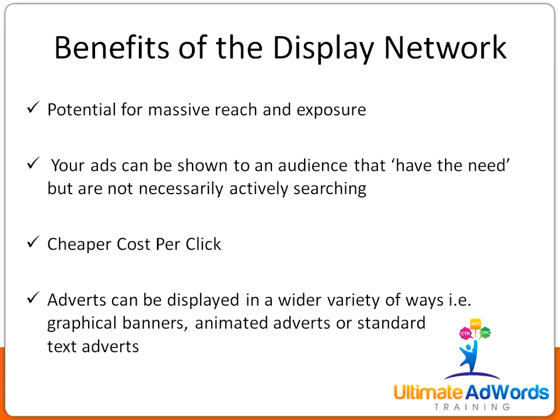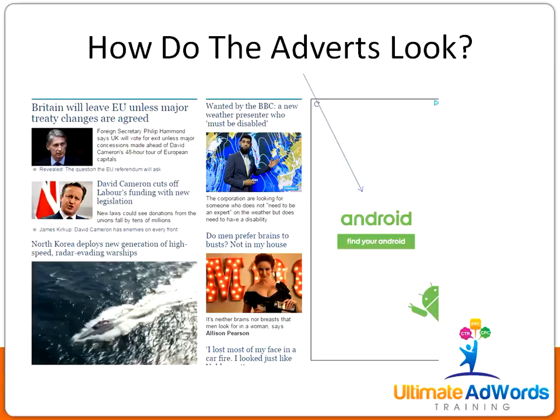Your adverts can also be displayed in a wider variety of ways, so you can have graphical banners, animated banners, or even standard text adverts as well. An example of how a display network banner can look is shown here. It's just on a news site, and to the right hand side of it there is a banner. So this could quite easily be your banner ad sitting there, and if this is on a very popular news website, it can make your company seem even more credible just by association.